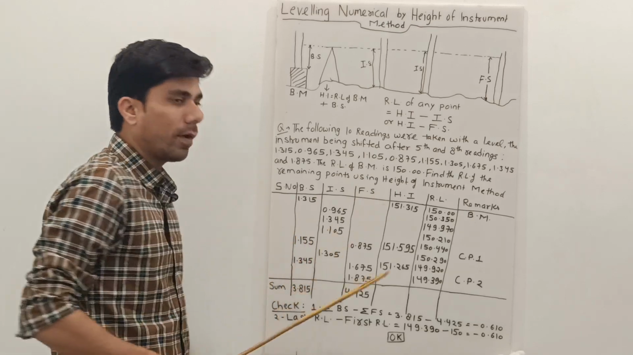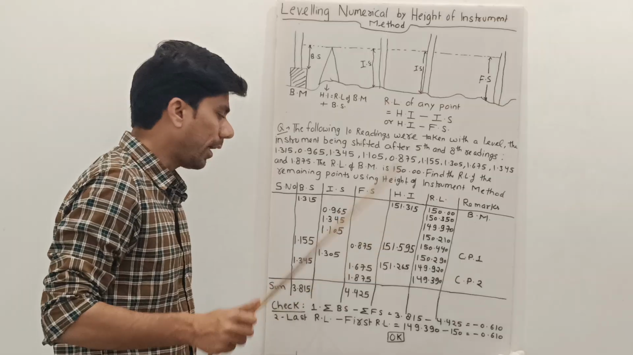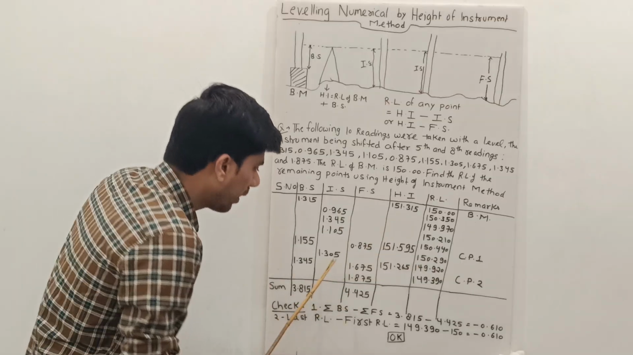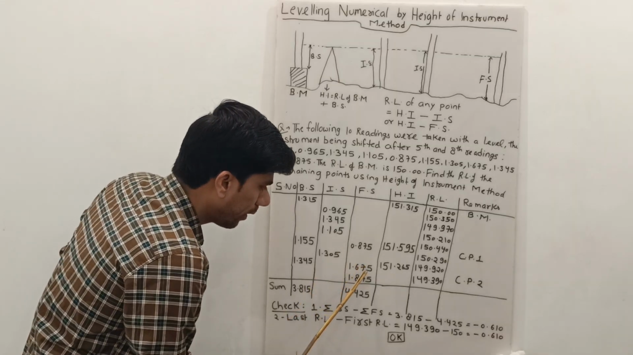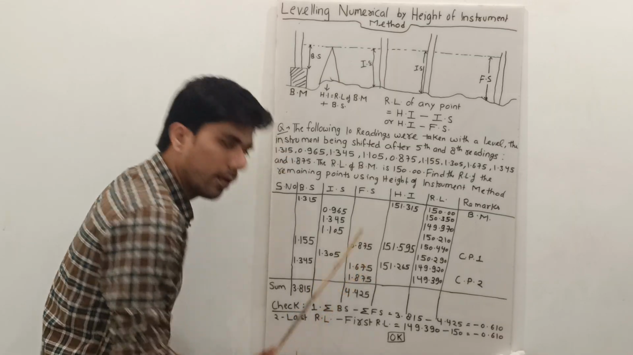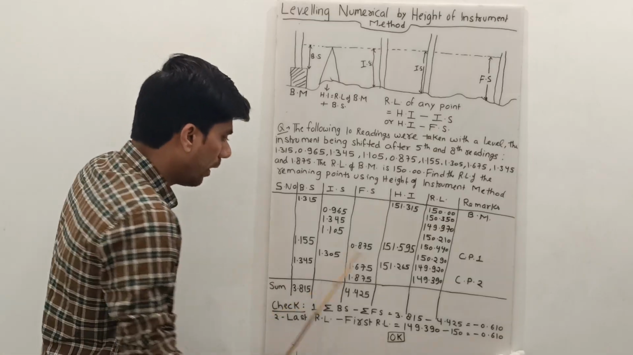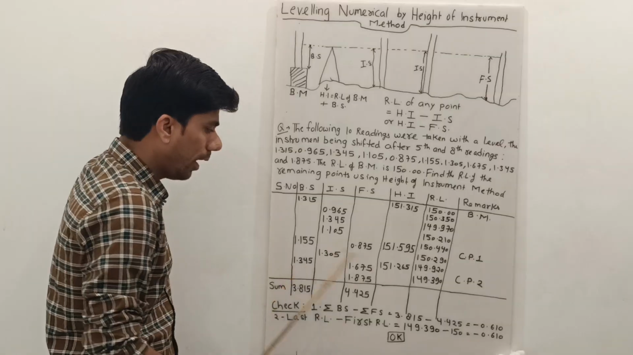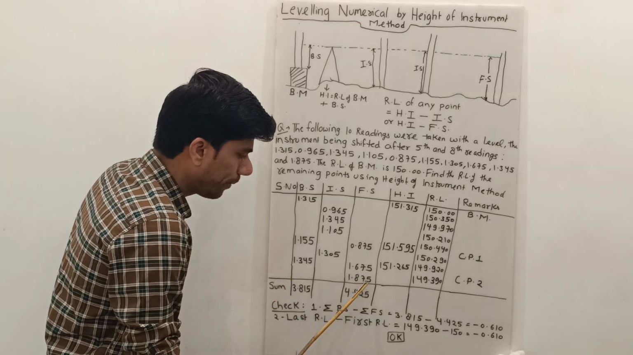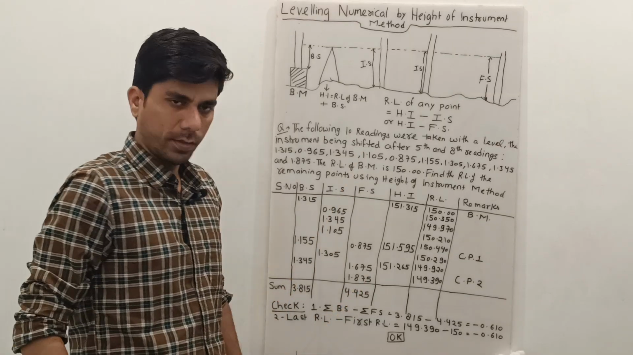After that, it was clearly mentioned that the 8th reading would be a foresight. So the 7th reading, 1.305, is an intersight. Then we can place 1.675 in the foresight column. Again a backsight would be taken, so the 9th reading would be a backsight, and the last reading would always be a foresight, so we can place it under the foresight column.